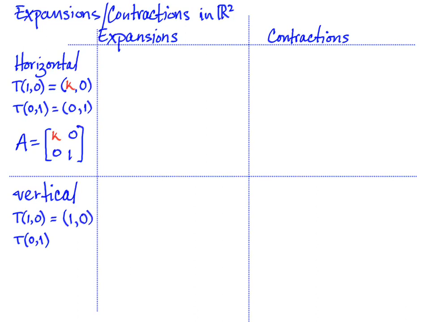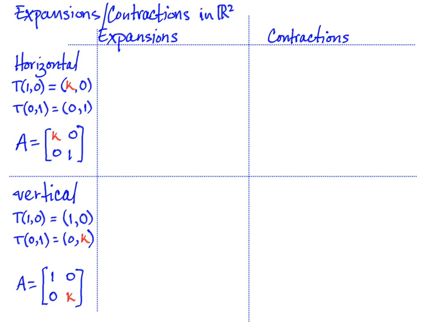Now, the second basis vector has 0 in the first component, and that doesn't change. The first component is 0, but the second component gets multiplied by the scalar k. So this one, the image is 0, k, so this one does change. So now we line these up as the columns of our standard matrix. So that's what the matrices look like for the horizontal expansion or contraction and the vertical expansion or contraction.